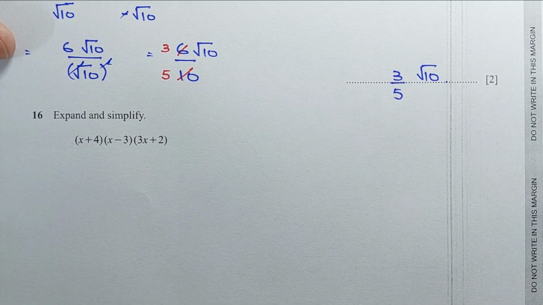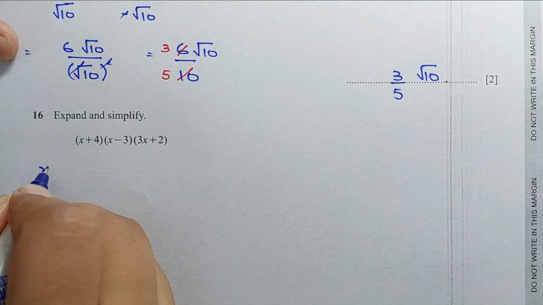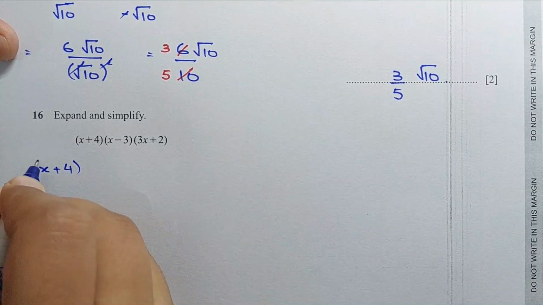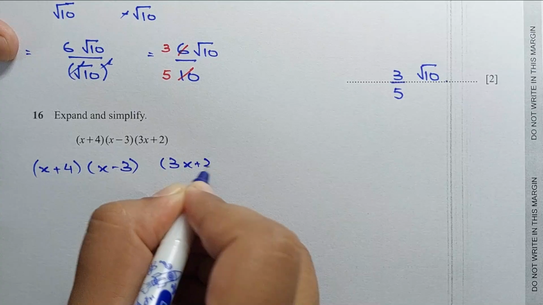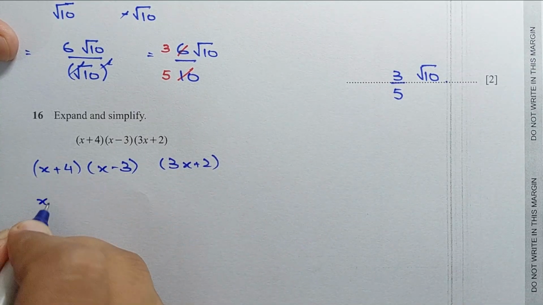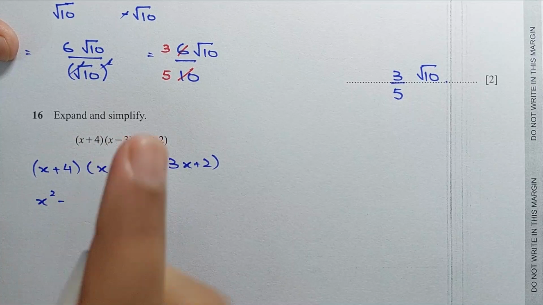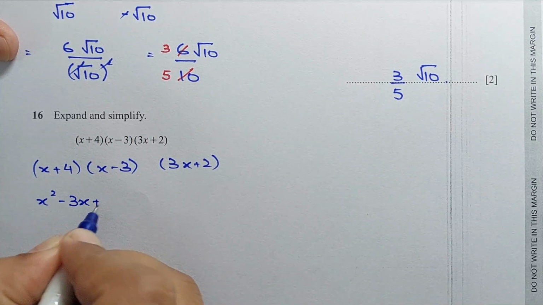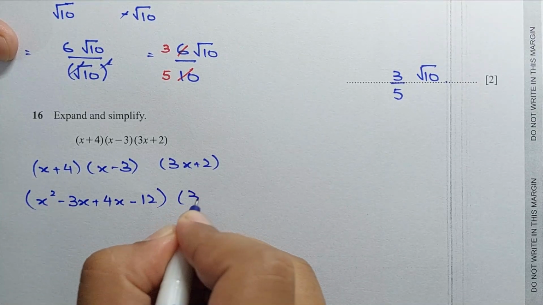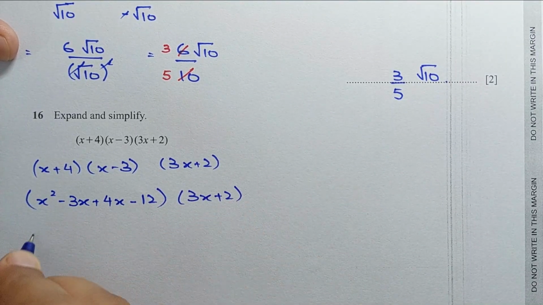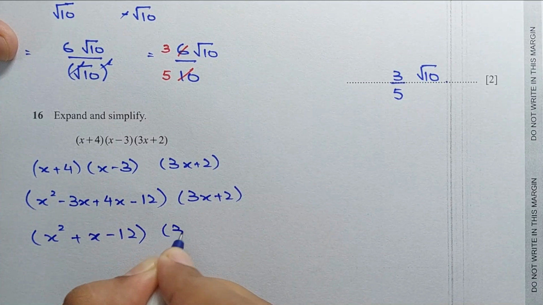Question number 16. Expand and simplify. Okay, let me expand x plus 4 and x minus 3, and at the end we will do 3x plus 2. Right, so this is x squared minus... we are expanding with x. x times x, x times minus 3, 4 times x and 4 times minus 3 is minus 12. Here we have x squared plus x minus 12 and 3x plus 2.